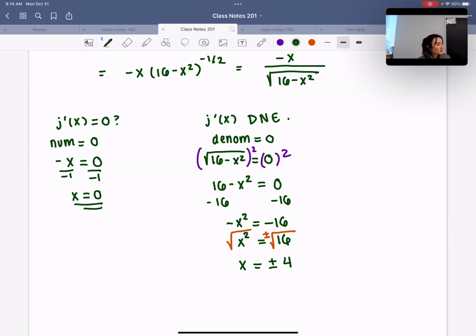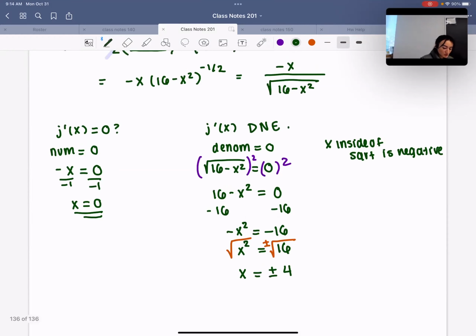Okay, where else does my derivative not exist? Well, we did the denominator, so that's good, Elliot, but we already did that one. But John says where the inside of the square root is negative, right? So where the inside of the square root is negative. Can't have that, right? So let's just do that. Let's take the inside of the square root and set that less than or equal to 0. Okay. All right, well, that would be 16 minus x squared is less than 0.